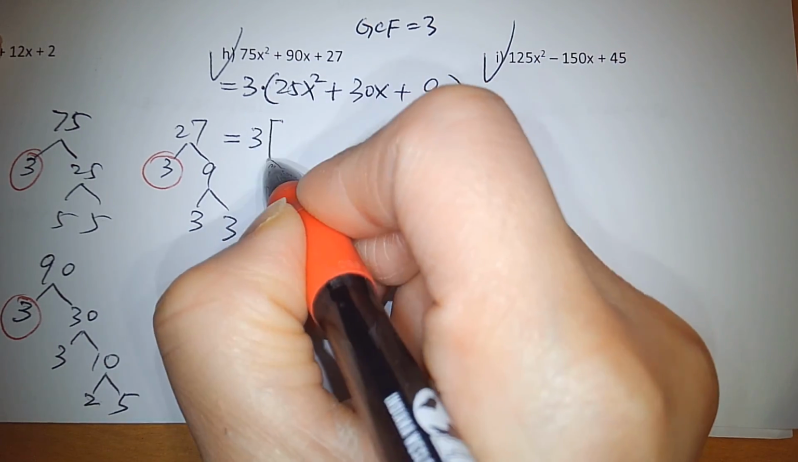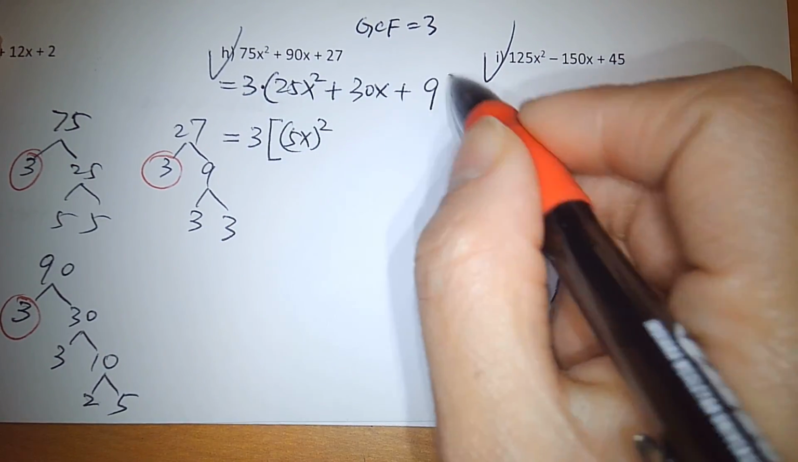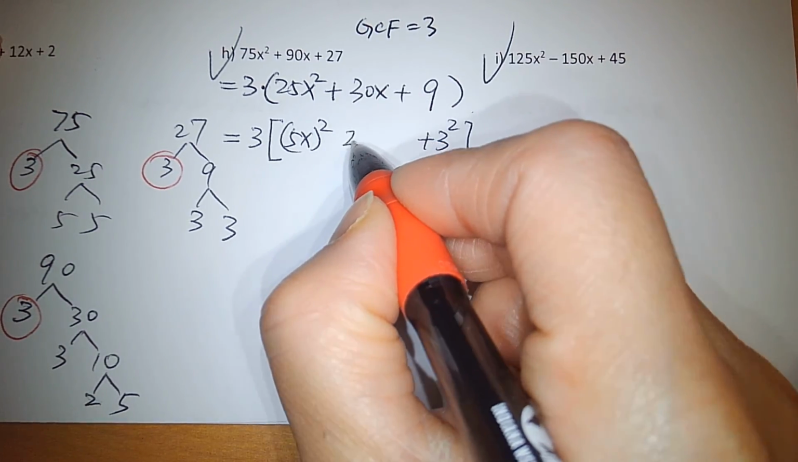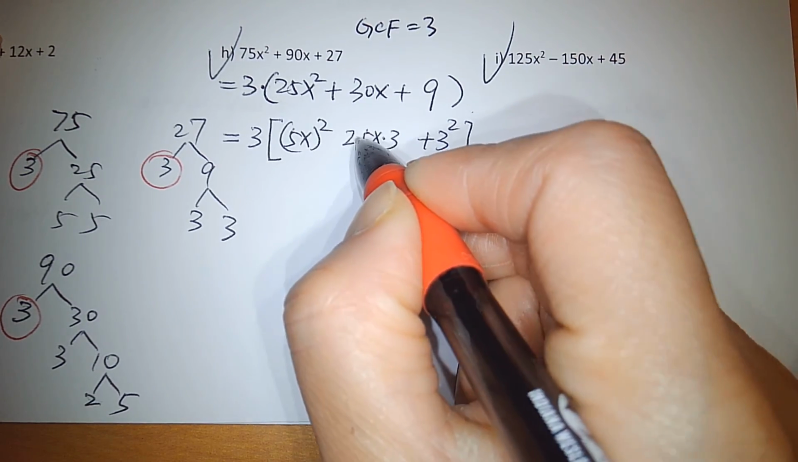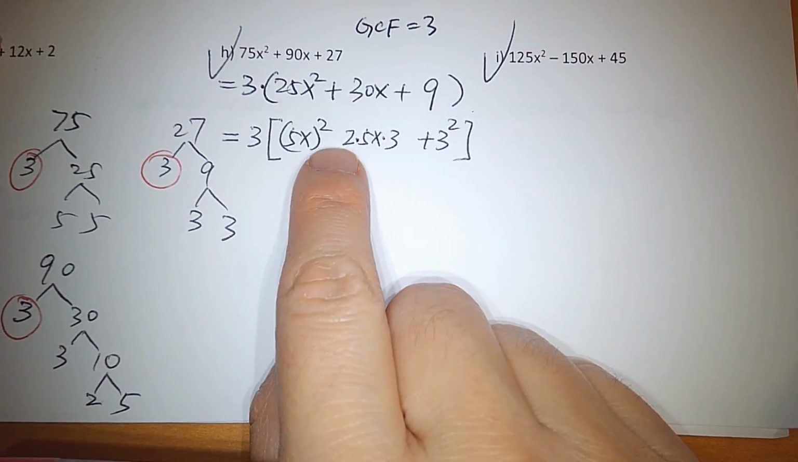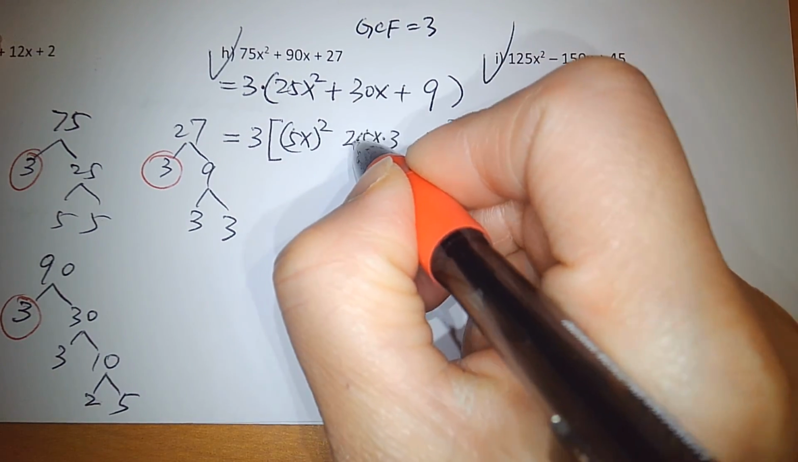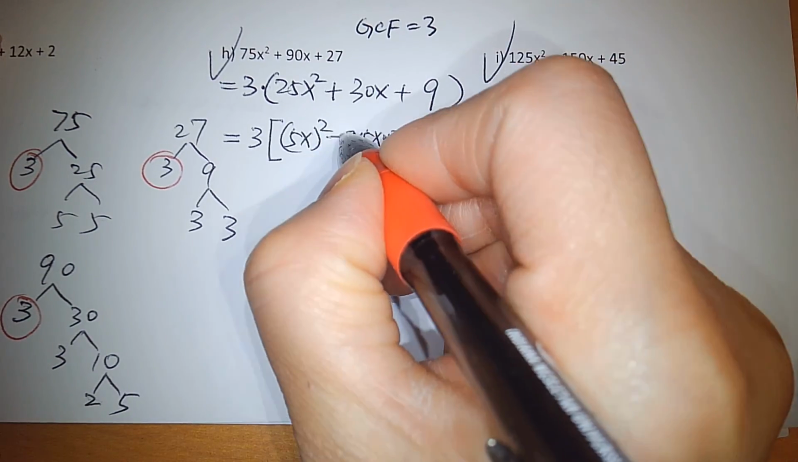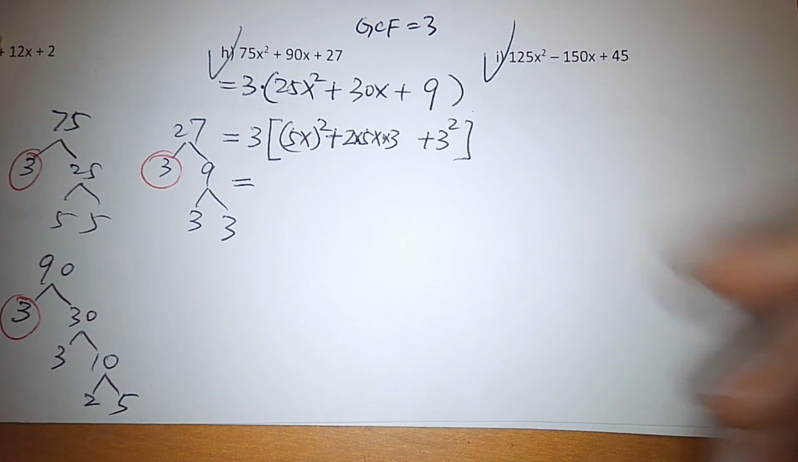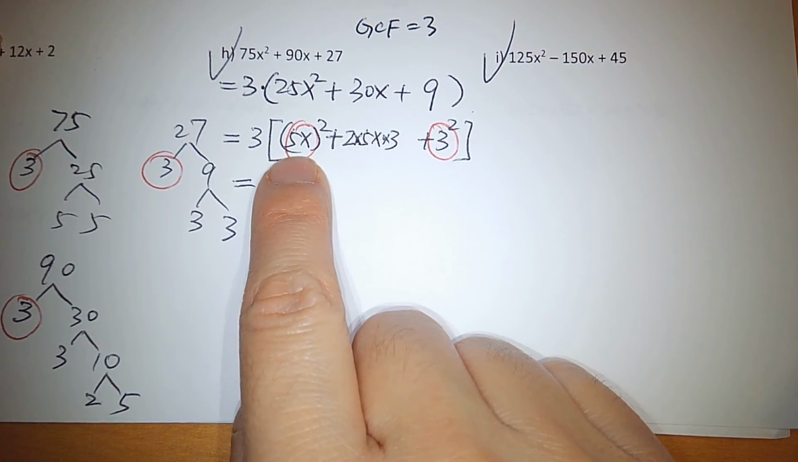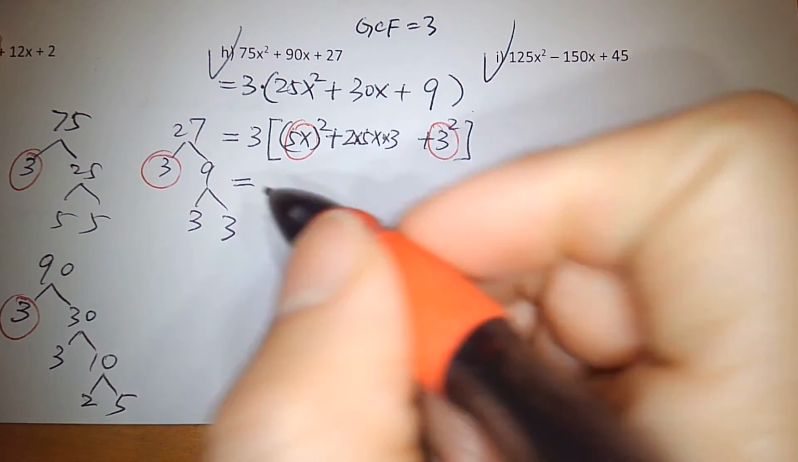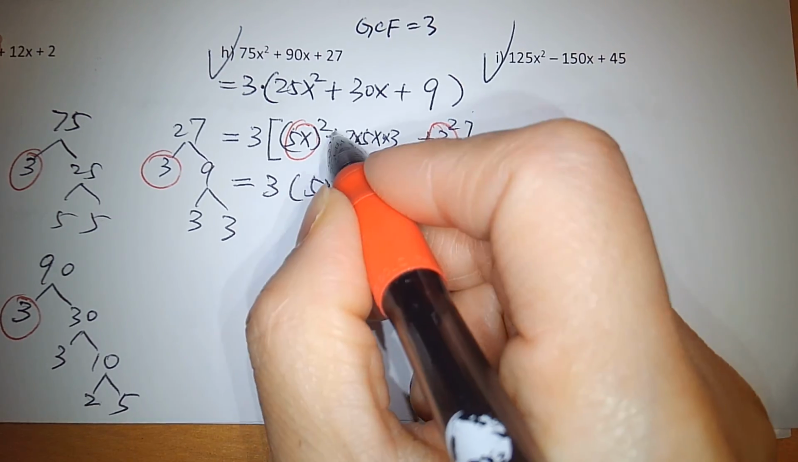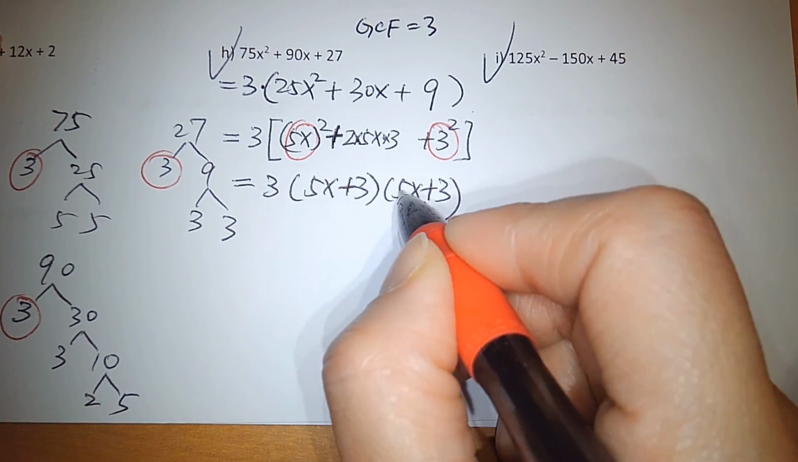25x squared can be written as what? 5x squared, right? 9 can be written as what? 3 squared. The middle term, 2 times 5x times 3, does it equal 30x? 2 times 5x, this is times, okay? 10 times 3 is 30x, right? And then it's a plus. So what will be the A and B in the question? A is 5x, B is 3, right? So let's factor it to be what? 5x plus 3 times 5x plus 3, because the middle term is a positive sign, so we plus.